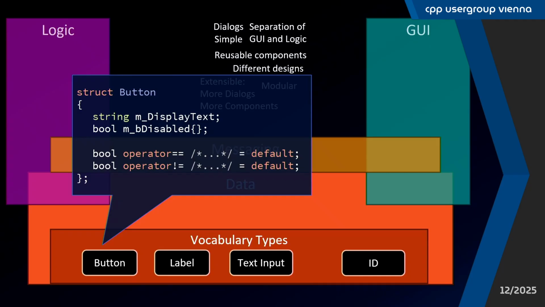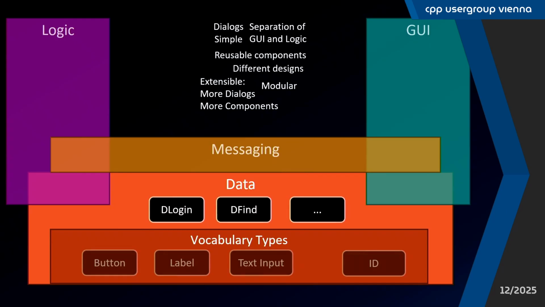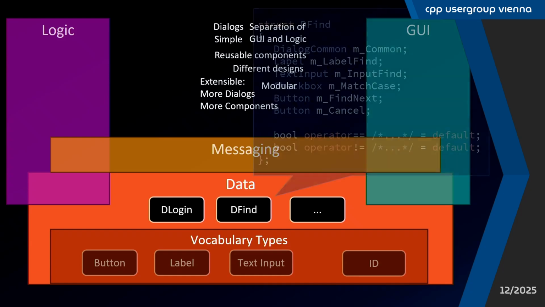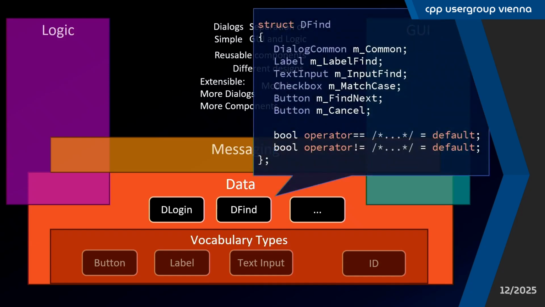So keep it simple. Okay, on the next level, I will have data types that bind dialog together. For example, if we look at find dialog, this could be what we see here. So we have label, text input, checkbox maybe. And I found it useful to have some kind of common structure that all dialogues have in common, because that enables later on some template magic that makes life easier.